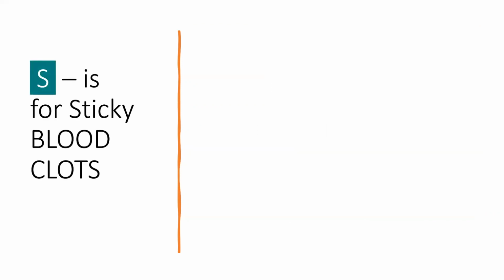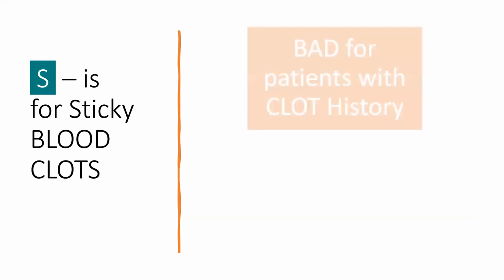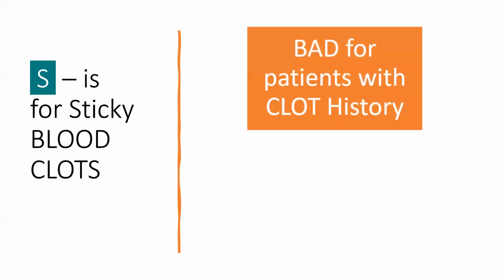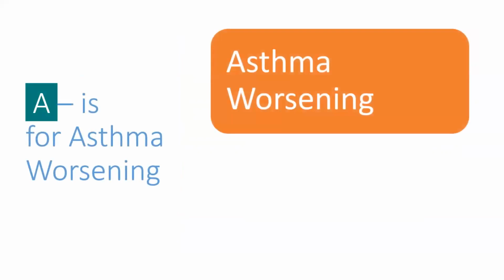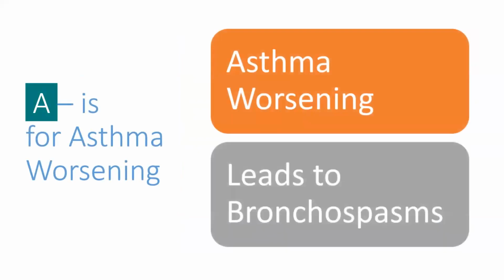Next is S. S is for sticky blood clots. They are bad for patients who have a clot history. And why? Aspirin thins the blood. A is for asthma worsening. So it should not be given to asthma patients because it leads to bronchospasms.